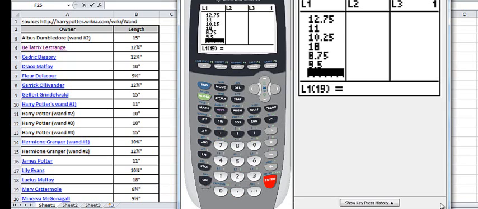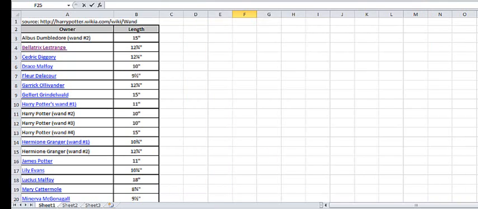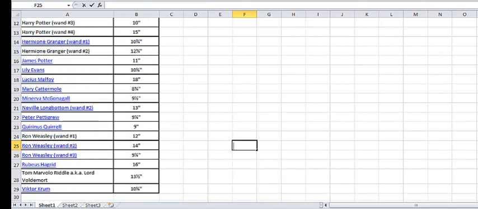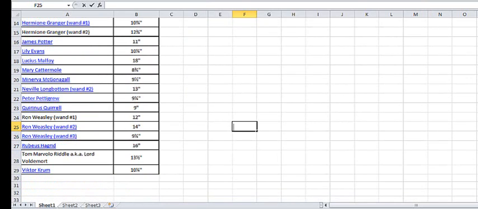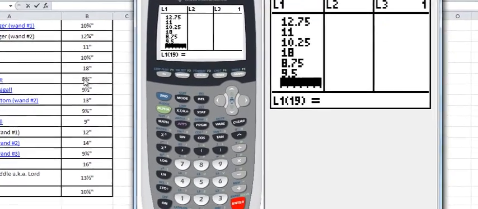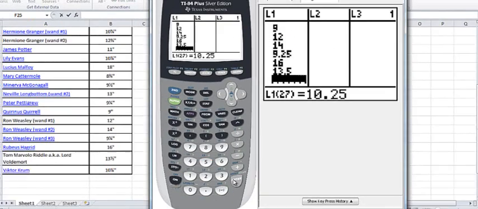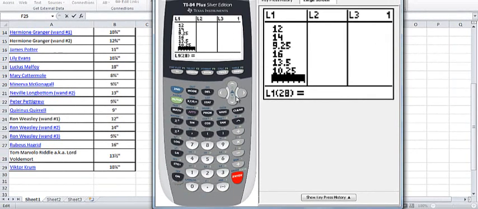Okay, I've put this batch of data into the calculator. Let me scroll down so you can see this as well. I paused the video while I was putting these numbers in to save some time. It's always a good idea to go back and check to see that these are right.